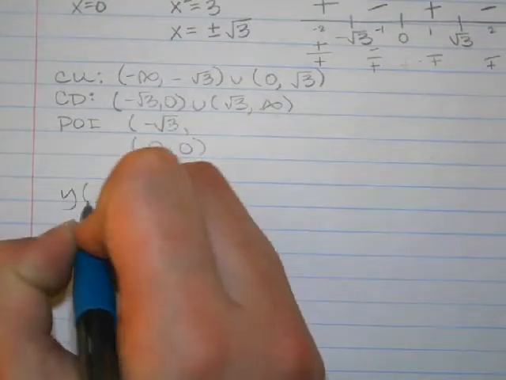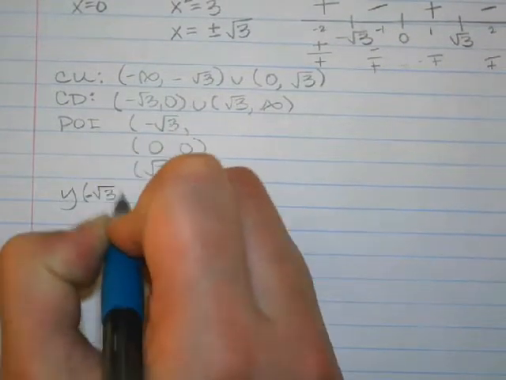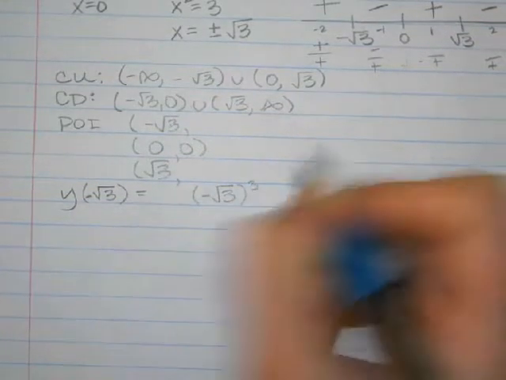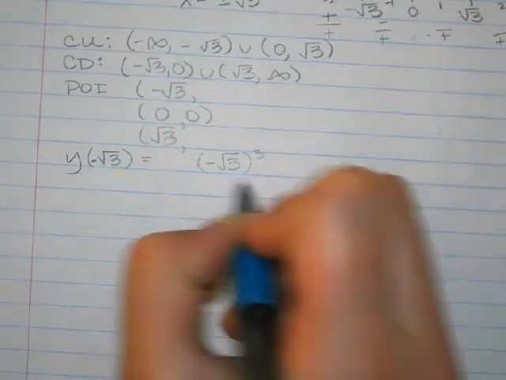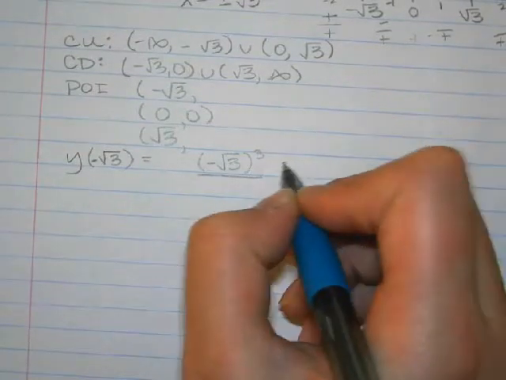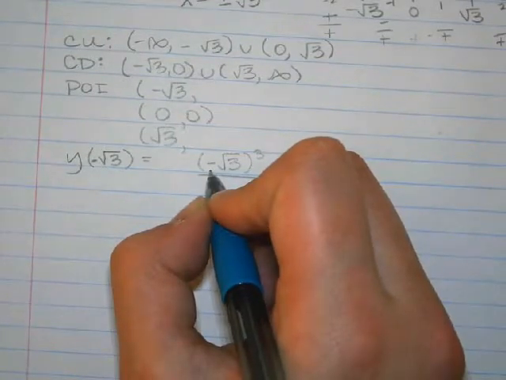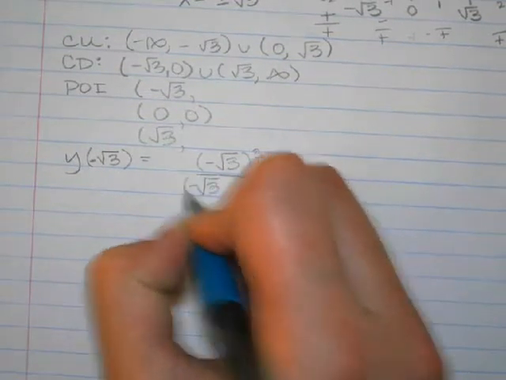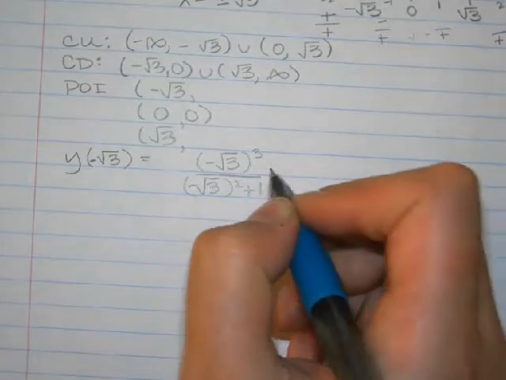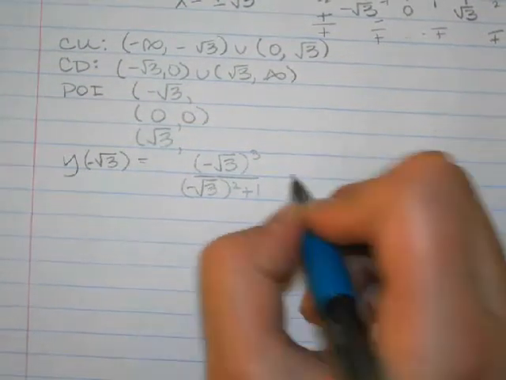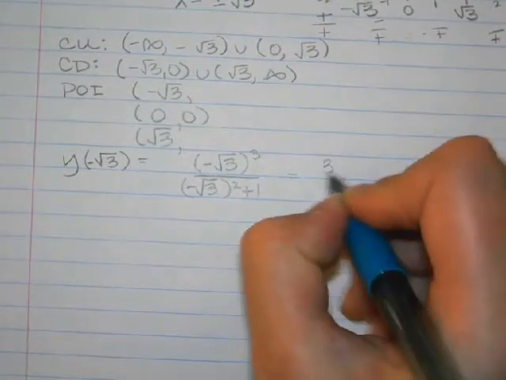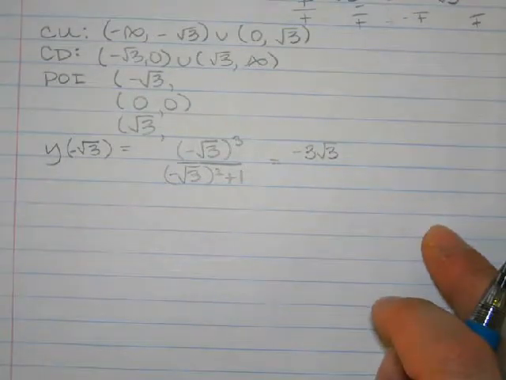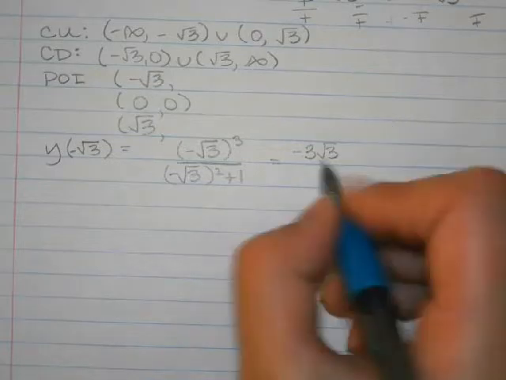So y of negative square root of 3 is negative square root of 3 to the third. That's 3 square root 3. Good. But it's going to have a negative, right? Yes. Divided by negative square root of 3 squared plus 1. So 3 square root 3 over 4, negative. Yes. Negative 3 square root 3 over 4.